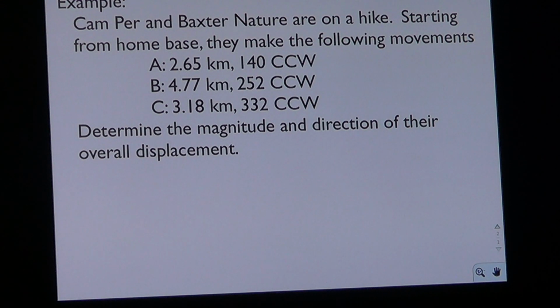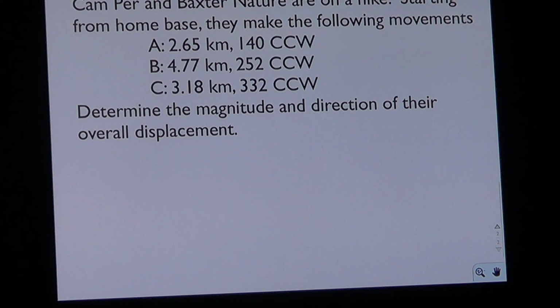Unfortunately, none of these are nice to work with. They're all not perpendicular. So we're going to need to figure out the components of each one, and then we're going to have to combine all of the north and south and combine all of the east and west. I would first suggest you draw a picture for each of these movements so that we can figure out how to calculate the components.